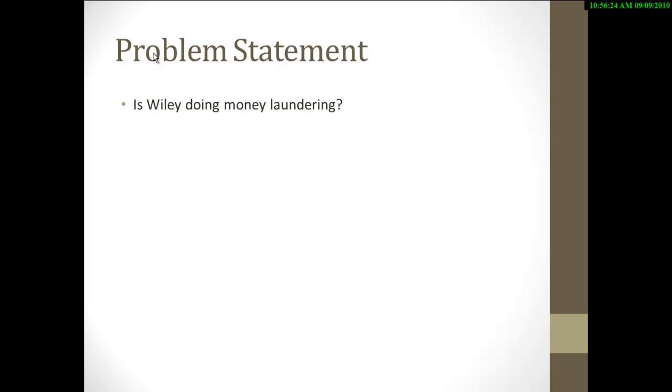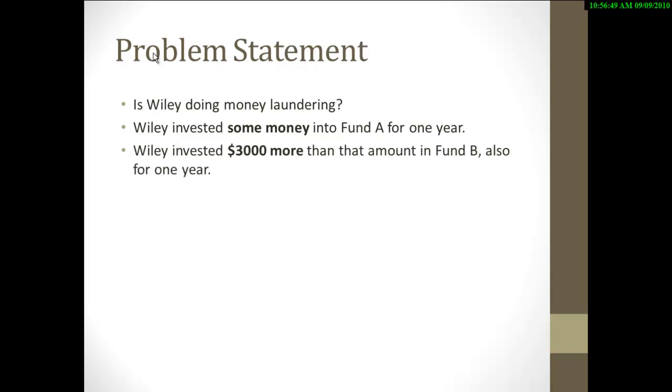An investigator is looking into reports of Willie doing money laundering. We're going to try to figure out how much money Willie has, even though we don't have access to his bank statements. So we do know that Willie invested some amount of money into Fund A for 1 year. And we know that he invested $3,000 more than that amount into Fund B. So some money into Fund A, $3,000 more than that amount into Fund B.